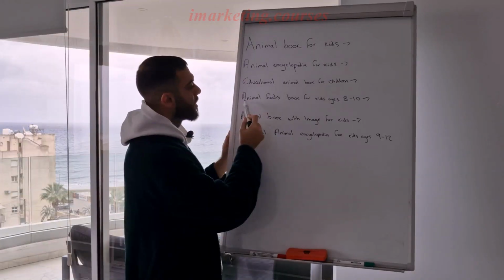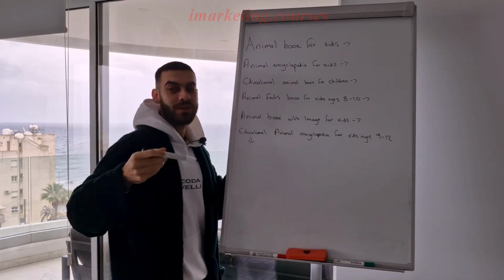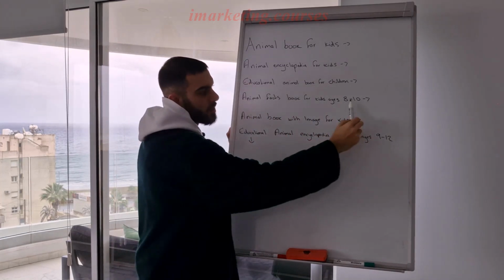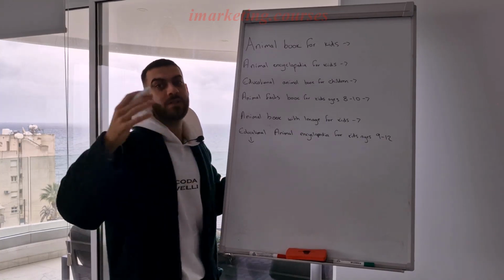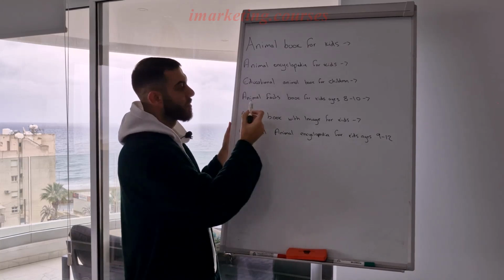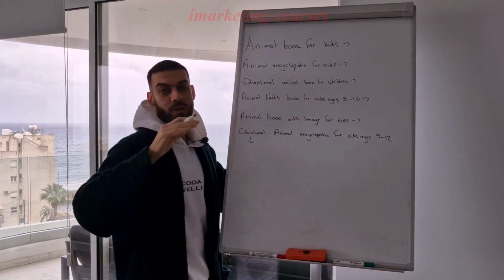So you can see this keyword here, animal facts books for kids ages 8 to 10. If your book is appropriate for kids ages 12, don't add this to your subtitle because you're eliminating the children ages 11 and 12. But if your target audience is 8 until 12, then you can change the 10 to 12 and then add that to your subtitle. So your subtitle can be Animal Facts Book for Kids ages 8 to 12. That way you're not excluding anyone.